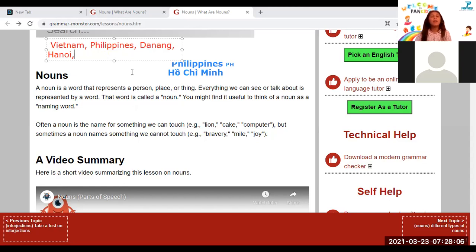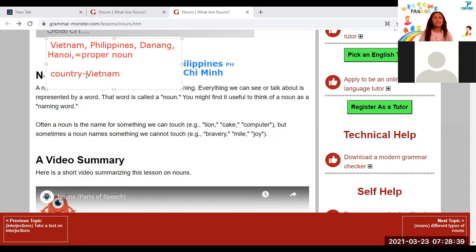Thank you, Oyen. Okay, we have Vietnam, Philippines, Da Nang, Hanoi. They are places. That's the name of the place. It is a proper noun. So what is Vietnam? Vietnam is a country. What's the name of the country? Vietnam, Philippines.